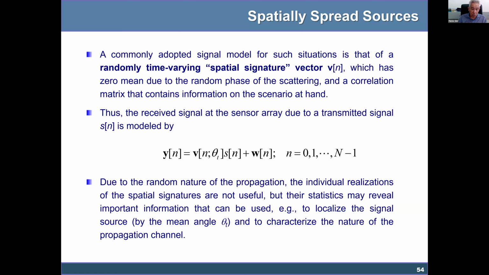So it can change with time in a random manner. Okay. So when you make an experiment, so you collect your n snapshots, what you observe is a particular realization of the random vector v. So you have to understand this. And obviously, we want to solve the problem based on the observation of that particular realization.